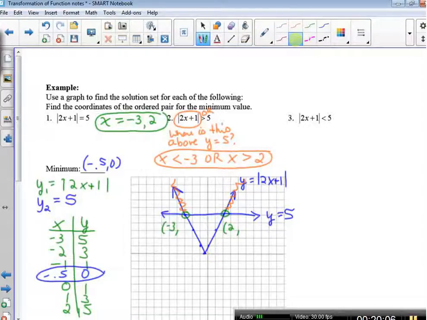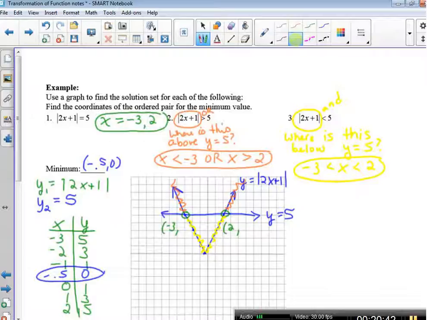And then for the last one, this is an and now, I'm looking for where is this absolute value of 2x plus 1 graph below 5. Below y equals 5. And it's right down here. And you see how it's connected. So this is an and. So my answer would be negative 3 is less than x is less than 2. So that's how you solve it using the graph. That ends today's lesson.